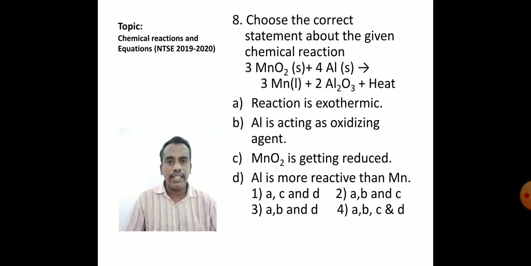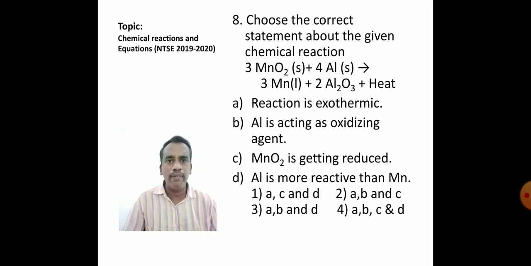Very good. Once again we are checking the equation. 3MnO2 plus 4Al gives rise to 3Mn plus 2Al2O3 plus heat. Now they had given some statements. In statement A, the reaction is exothermic. Whenever in any reaction, on the product side, you have the word heat or light, it says it is an exothermic reaction. So do you agree statement A is a true statement? Yes, we do agree it is an exothermic reaction.